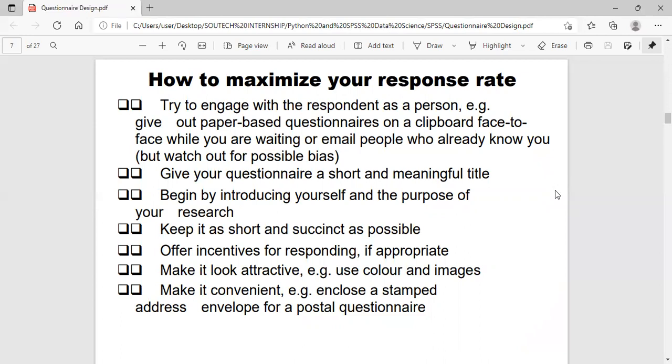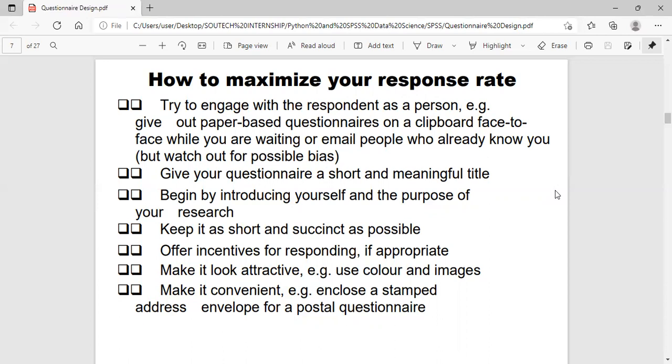So, say for example, if you get an email from a random person, somebody you do not know, somebody you have no business interaction with or personal interaction with, the possibility of you filling that survey is going to be really low. And that's why they say share your survey to people you already know, because it's more personal that way, and they will most likely give you more genuine answers.